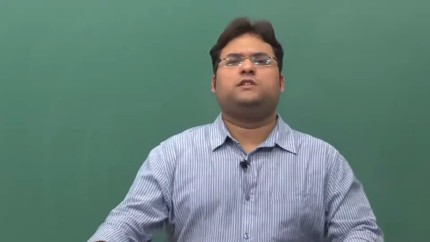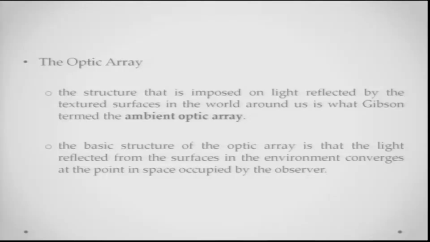The most important concept in Gibson's approach to perception is the concept of the optic array. The optic array is the structure that is imposed on the light reflected by the textured surfaces in the world around us. The basic structure of the optic array is the light reflected from the surfaces in the environment, and that light converging at a point in space that is occupied by the observer.